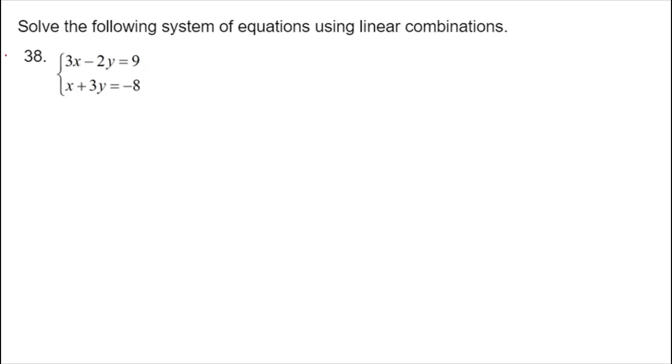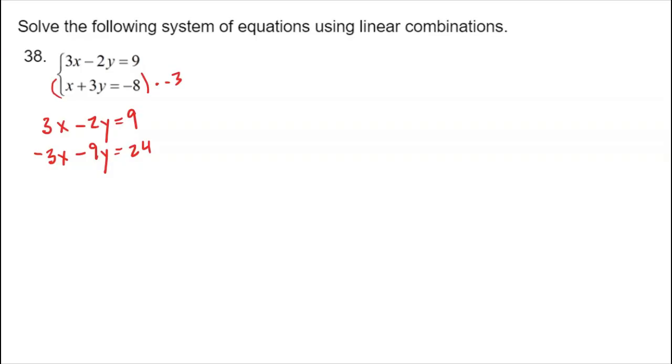Like if we have a 3x here, we want this to be a negative 3x. That way when we add them, we get 0. Or if I had a negative 2y and this was a positive 2y, they could add up to get a 0. So we got a couple different options, but the easiest is going to be multiplying the bottom equation by negative 3. So the top equation is going to stay the same, 3x minus 2y equals 9. But when we multiply the bottom equation by negative 3, we get negative 3x minus 9y equals positive 24. Now when we add them, we're going to get those x's to cancel.